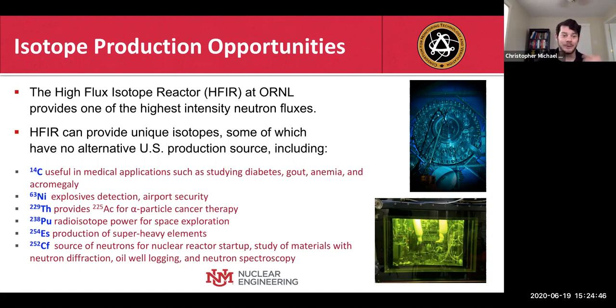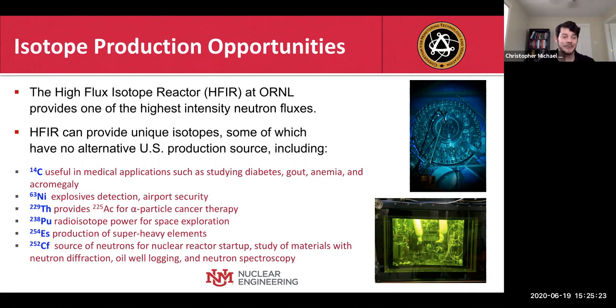But usually when I go through the airports, I see nickel-63 being used for security applications. Nickel-63 is used in the little explosive detection machines they have. So if you ever win the lottery and the security person gets to wipe down your hands or wipe down your bags or whatever, they take those little circular cotton swabs and put them in that machine. That machine has nickel-63 in it. It uses it to try and detect high explosives. So that's one really cool application for HFIR isotopes.